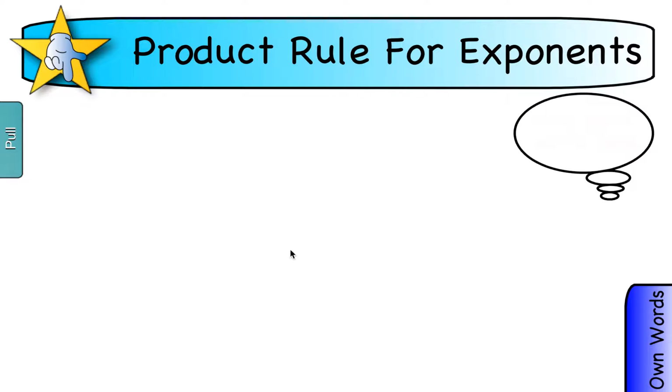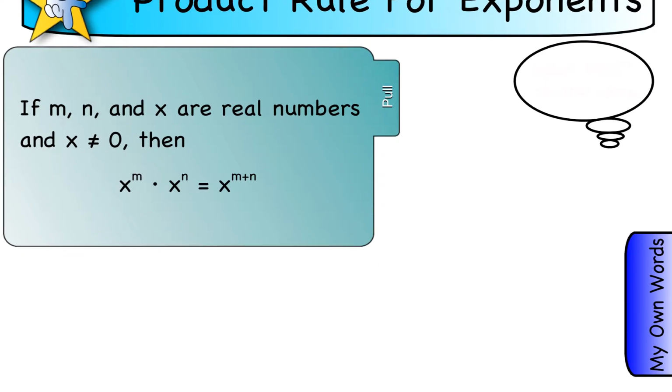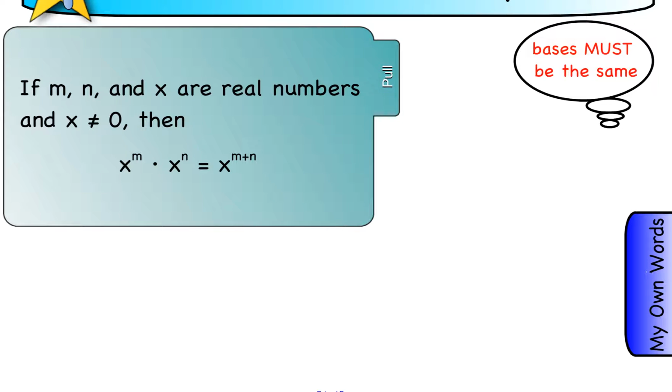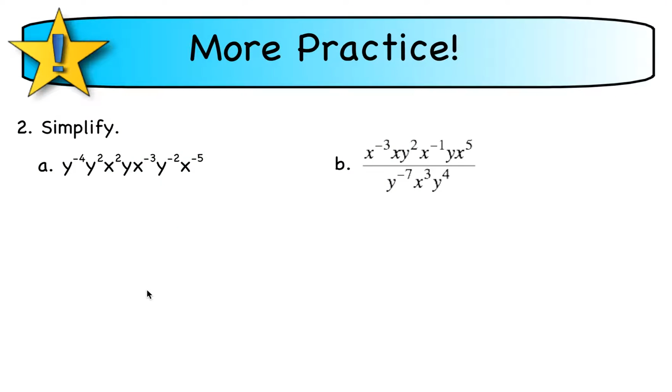All right, so the product rule for exponents says this. If we have a base x and m and n, if those are all real numbers, and x can't be 0, and we have a base to the power m and the same base to the power n, then you keep the base and you add the exponents. So let's take a look at an example of what that looks like. The bases have to be the same. And so in simple terms, when multiplying exponential expressions, keep the base, add the exponents. Here are some examples of how to do this.